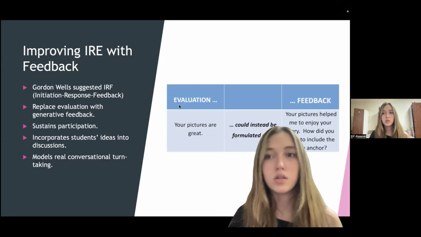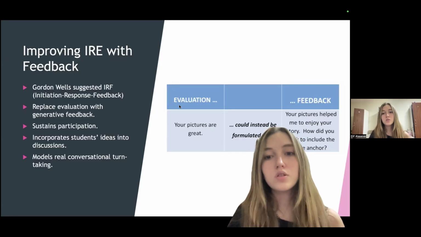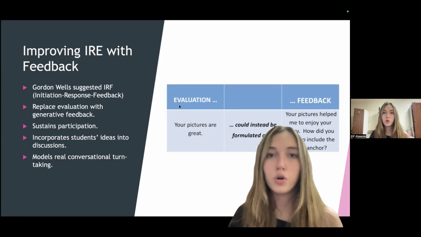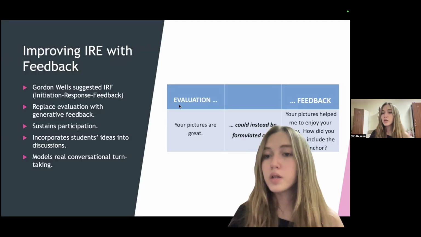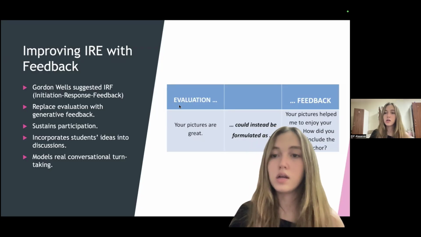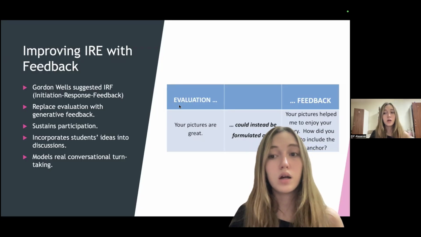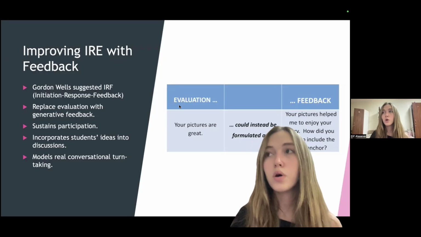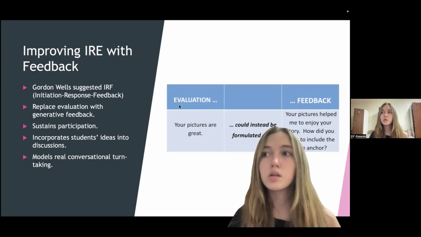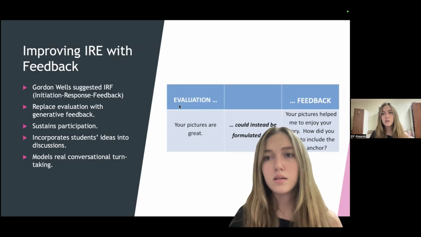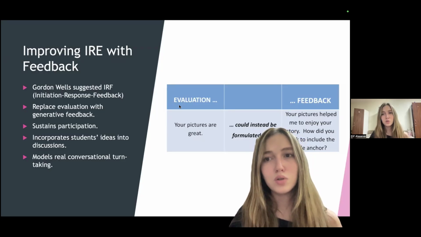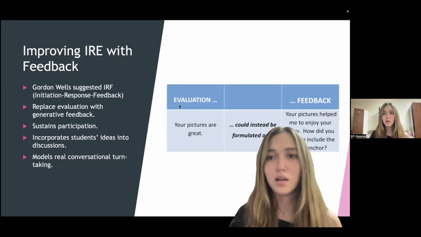With evaluation, a teacher can say, "Okay, your pictures are great," which is his or her opinion, but it can be formulated to, "Okay, your pictures help me to enjoy your story. And how did you think to include the little anchor, maybe?" So it helps critical thinking and imagination. And I think it's a better way to teach for the students and way more fun than evaluation.